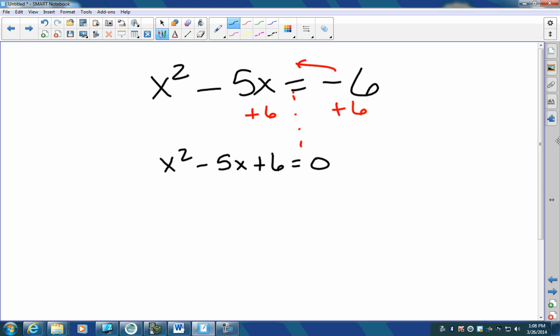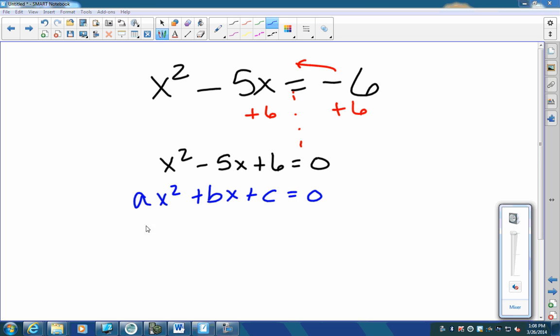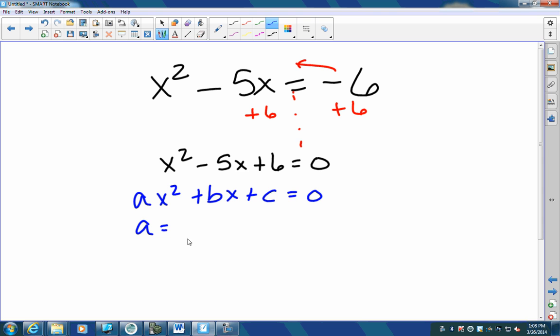All right, now, I need to find a, b, and c. See, I have ax squared plus bx plus c equals 0. A is the number in front of x squared. So what is a? No, what number's there? A 1. Remember, if there's not a number there, that's a 1. B is what number? Negative 5. C is 6. All right, there's your a, b, and c. That's what we're going to use to put into the quadratic equation.